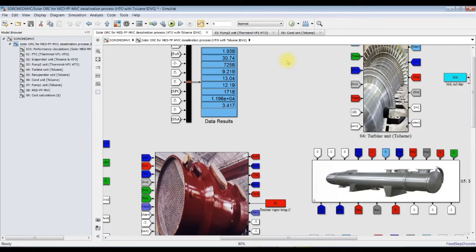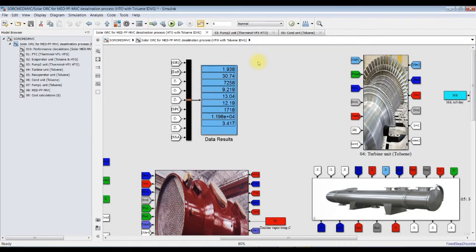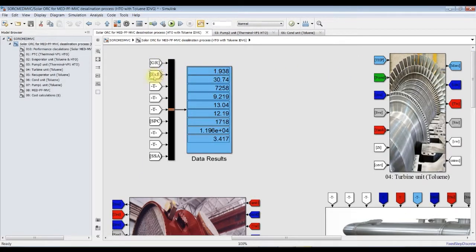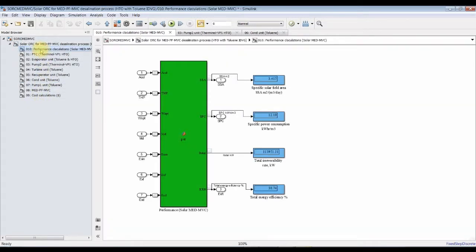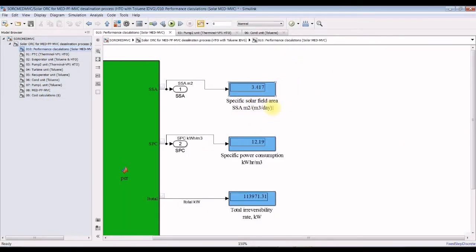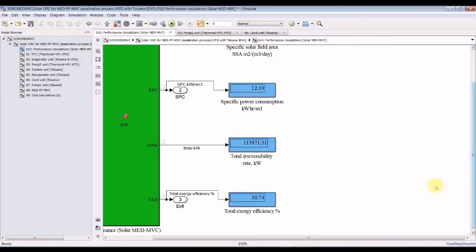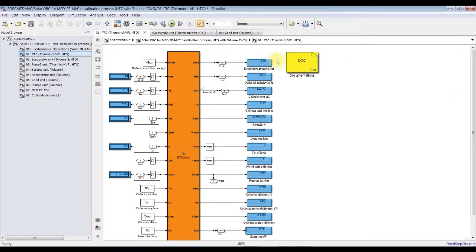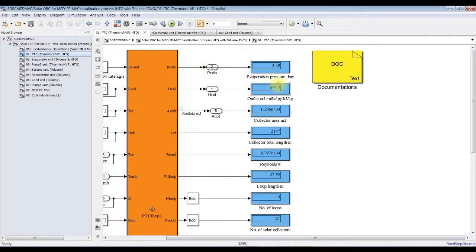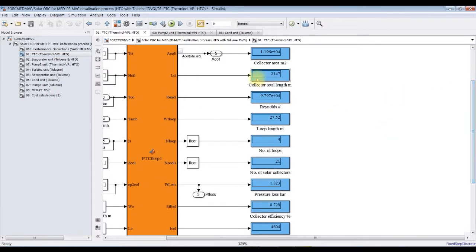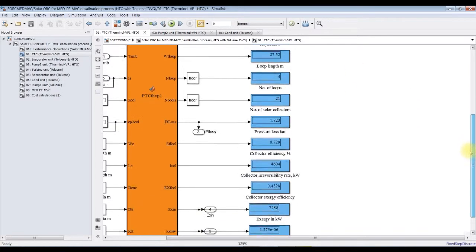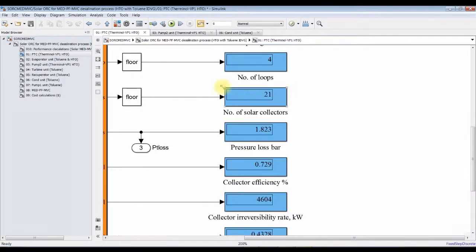Okay, you can discover some inputs, some outputs: gear ratio, exergy of total feed, specific solar area. You can go to the performance block: the specific solar field area, specific power consumption, total irreversibility, total exergy efficiency, and so on. This is for the parabolic trough, as you can see here: pressure, enthalpy, area, total area, collector total length, number of loops, number of solar collectors.